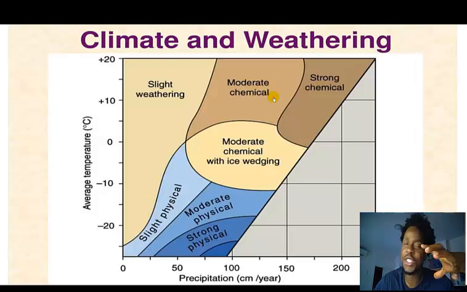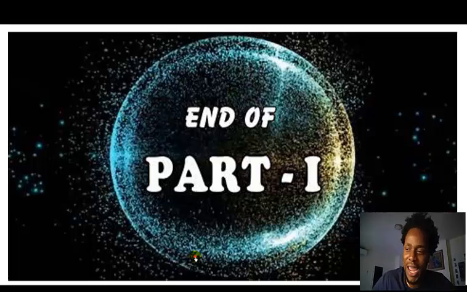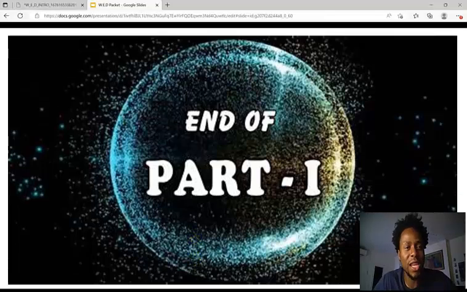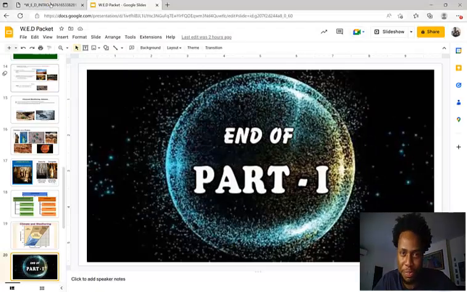However, for frost action to be in charge, or to dominate, you need cool temperatures, around below 10 degrees Celsius, and little rainfall. All right, and I think that would be the end of part 1 for us. As usual, we would review some recent questions, and we'll wrap it up right there.